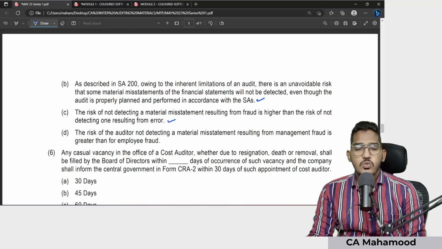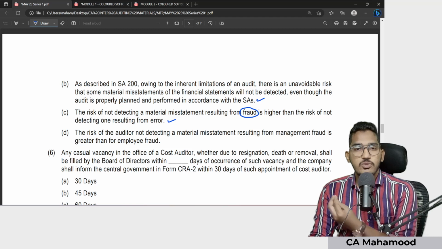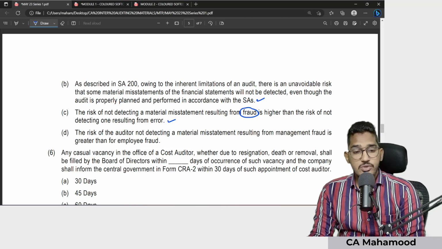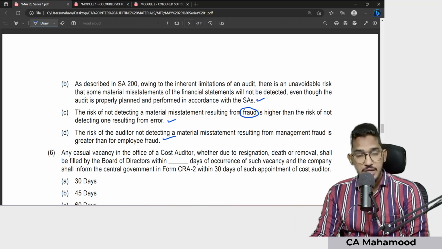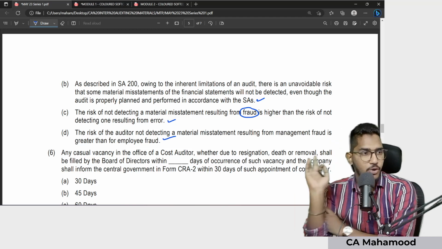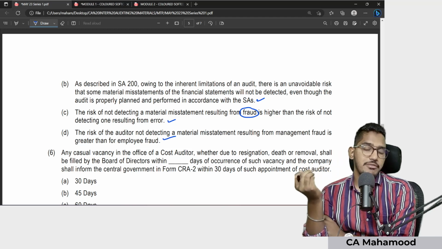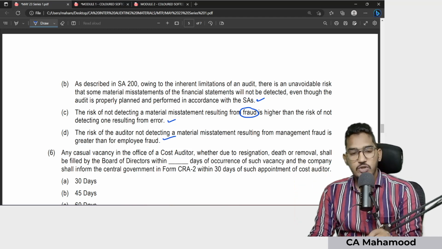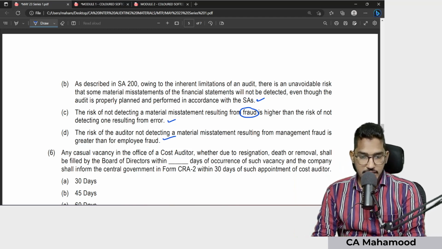This statement is also true. So what they are trying to say is fraud is more difficult to detect than error. Do you agree with that? Yes. Which means the chances of not detecting a fraud are higher than the chances of not detecting an error, obviously. And option D, the risk of the auditor not detecting a material misstatement resulting from management fraud is greater than employee fraud. See, even in fraud, the risk of not detecting management fraud is higher than the risk of not detecting employee fraud. See, if an employee has committed a fraud, somewhere he will get caught. But if the management has committed a fraud, they will be able to do more manipulations. So relatively more difficult. So option D is also a correct option. So which is the incorrect option? Option A will be the incorrect option. Next one. Let us have a look at the next question.